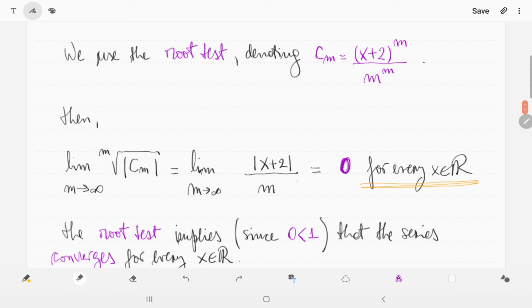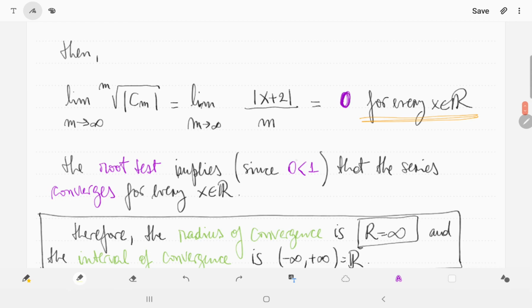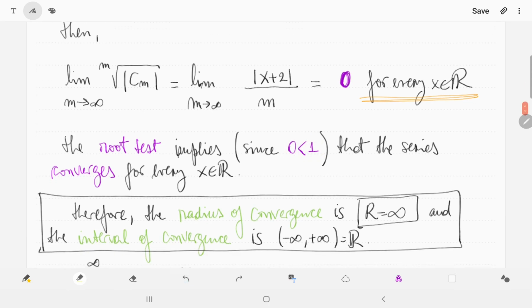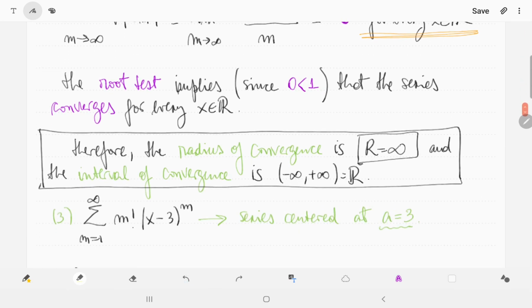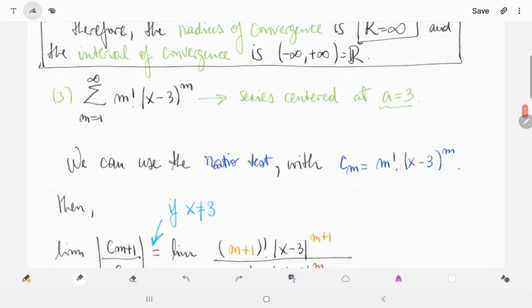And this limit is equal to 0 for every x in R. And we know that 0 is strictly less than 1. So this root test says that the series converges for every x in R. So we are in the case where the radius of convergence is infinity and the interval of convergence is the whole R. Okay, this was maybe easier than the first one.